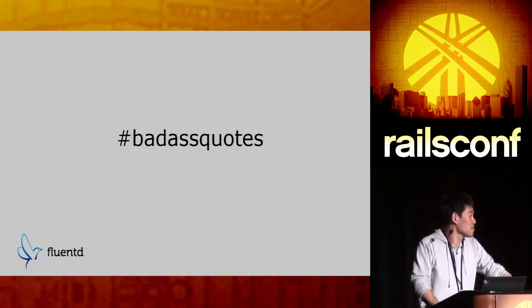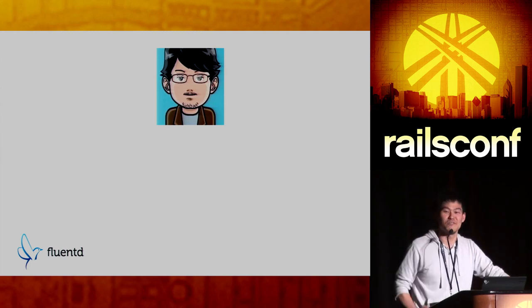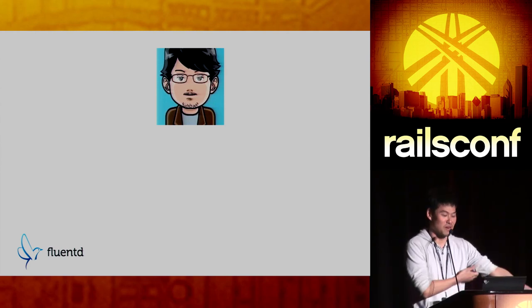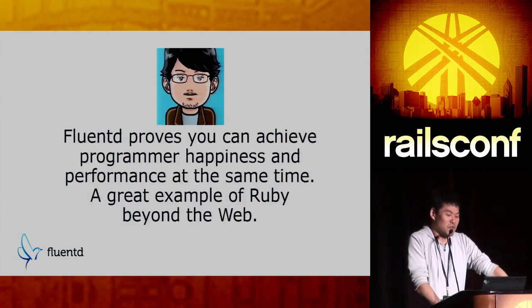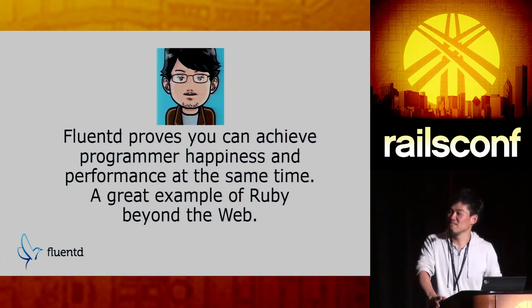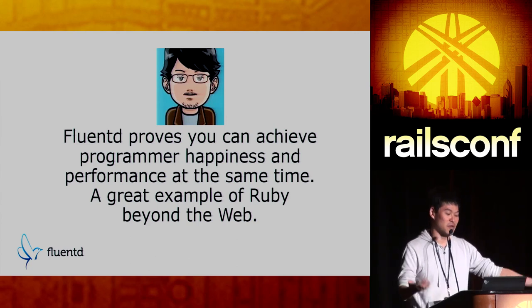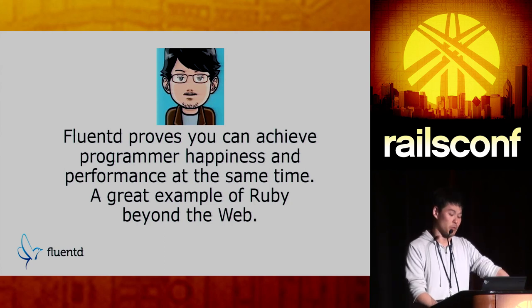And even more brag alerts. Who is this guy? Yes, he's probably the most famous Japanese person alive in this room. He's not here, right? And here's his quote. I didn't touch this. I would have touched it if it wasn't euphoric enough, but it's as good as it gets. FluentD proves you can achieve programmer happiness and performance at the same time, and a great example of Ruby beyond the web.